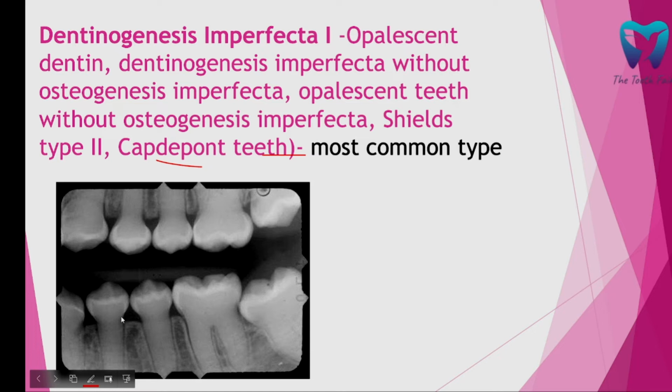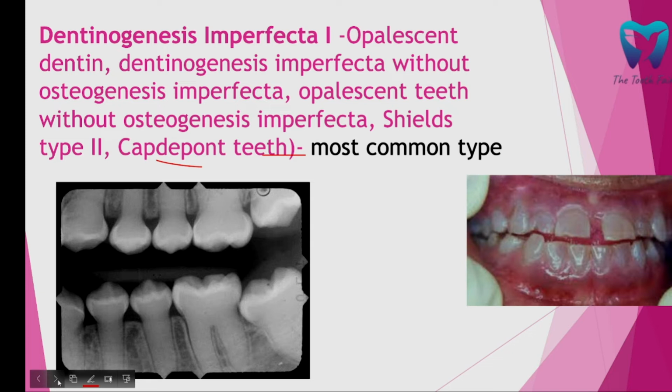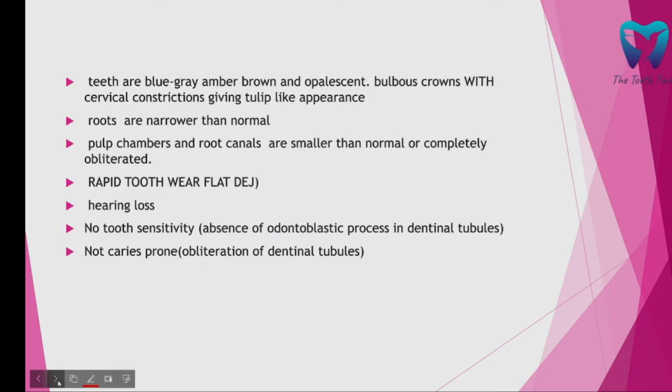Here we can see there is a very thin layer of dentine, and the pulp chambers are all obliterated. We can barely make a difference between pulp and enamel dentine. Also, we can see there is a cervical constriction. It looks more like a tulip flower. The color of the teeth is opalescent, like amber, gray, translucent. So teeth are blue gray, amber brown, or opalescent. Then there is a bulbous crown with cervical constriction, which gives the tulip flower like appearance we just saw. Then the roots are narrower than normal.